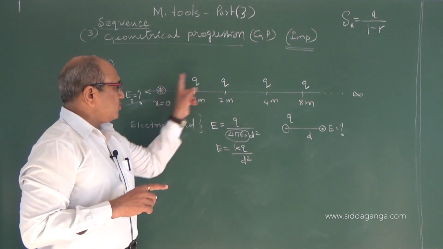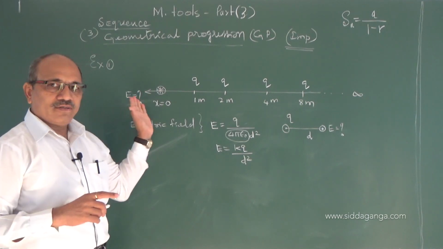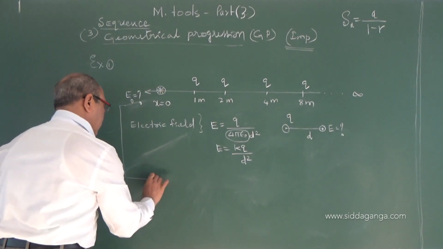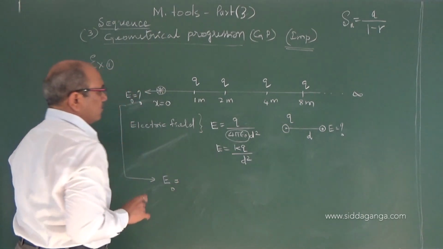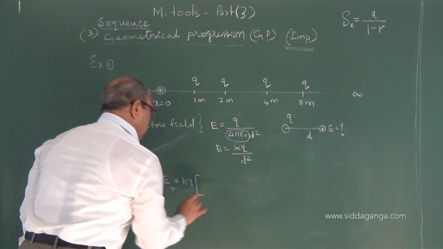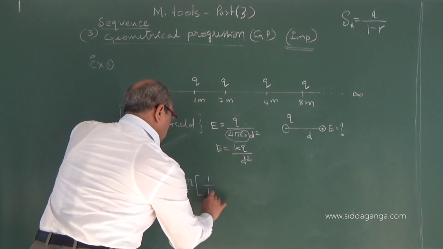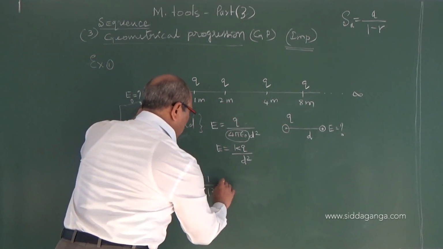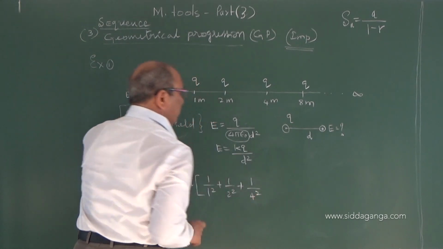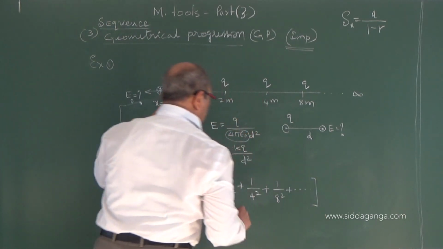Now every charge is producing a field and all must be added, because they are all in one direction, it is an algebraic addition. So for this problem, using the same relation, the electric field at O, the common term kq I write outside and only take the 1 by d square term: at a distance of 1 meter, that is 1 by 1 square, 2 meter 1 by 2 square, plus 4 meter 1 by 4 square, plus 8 meter 1 by 8 square, plus so on, it runs up to infinity.